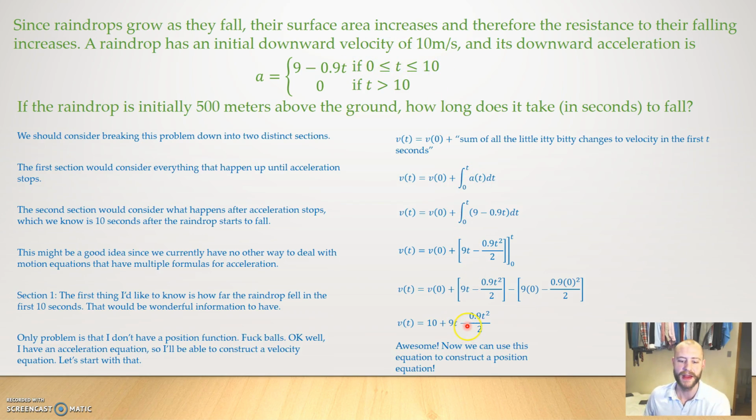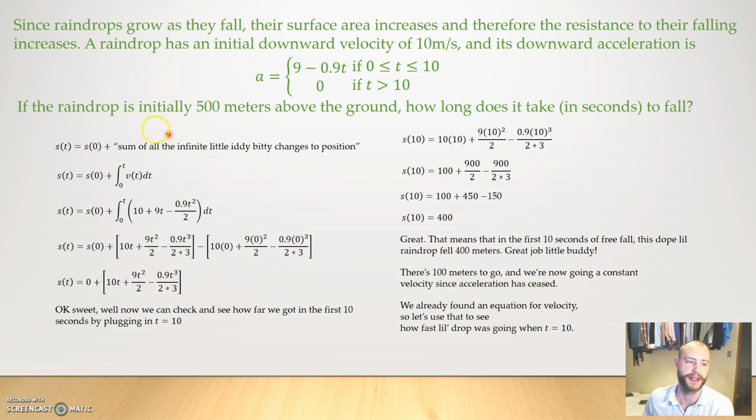Okay, awesome. Now we can use this equation to construct a position equation. All right, let's do that. So what's position at some time t? Position at some time t is given by, well, my initial position plus the sum of all the infinite little itty-bitty changes to position. Makes sense. Oh, but wait, that's just the integral of velocity, because velocity is change of position.